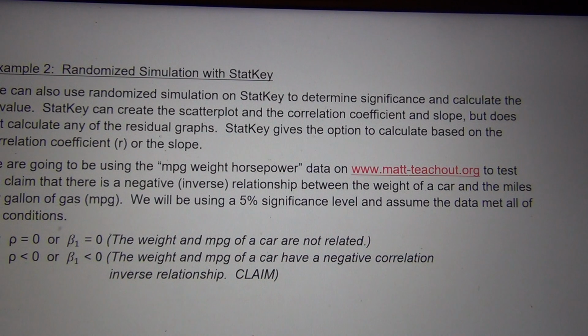So again, our alternative hypothesis could be rho is less than 0 or beta 1 is less than 0. So again, we have negative correlation, or what we call an inverse relationship. That would mean as weight increases, for example, the miles per gallon decreases. That's what we call an inverse relationship.